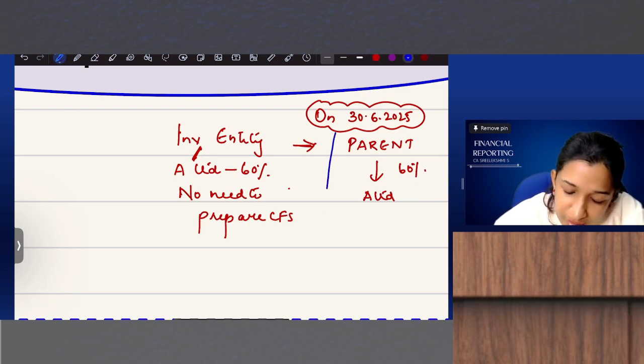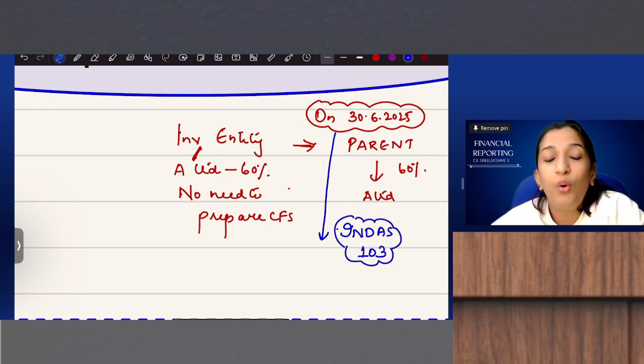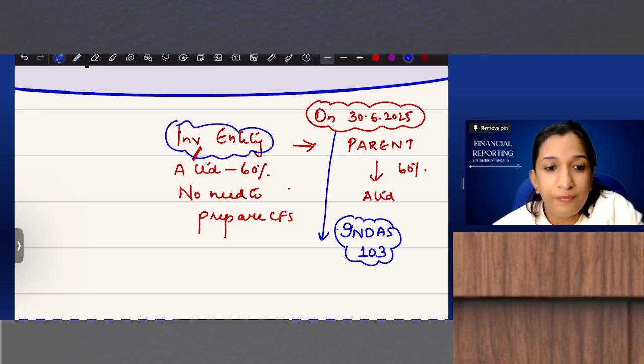So on 30th June 2025, on the date of change in status, IND AS 103 will apply. Are you understanding? Because control is obtained on 30th June 2025. Till yesterday, the intention was not control. Are you clear? The intention was not control.